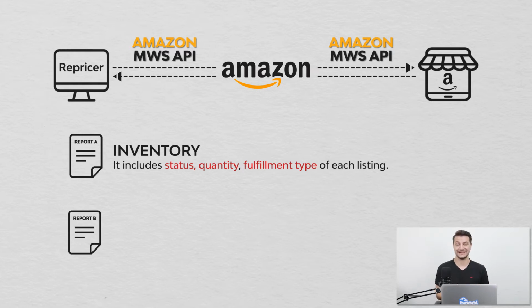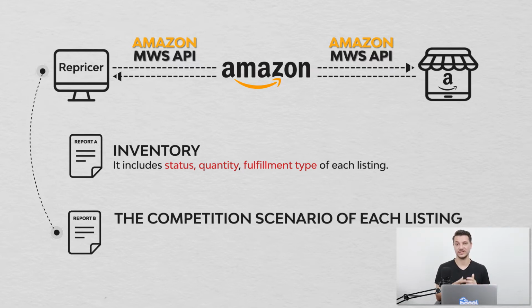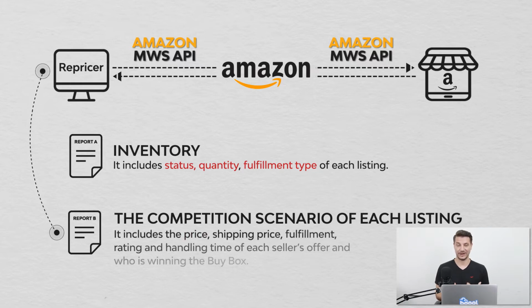When the repricing is active on a listing and one of the top 20 sellers on the listing changes their price, then Amazon will send the second report type to the Repricer, the other SQS. This report shows the competition scenario of each listing, including the price, shipping price, fulfillment, rating, and handling time of each seller's offer, and who is winning the buy box. So this is about everyone else on the listing.